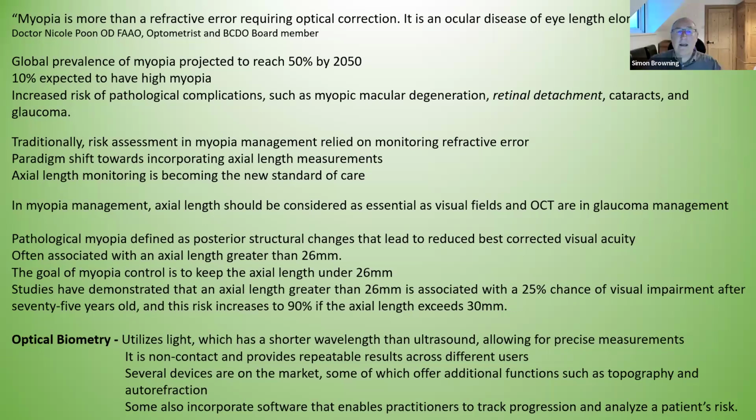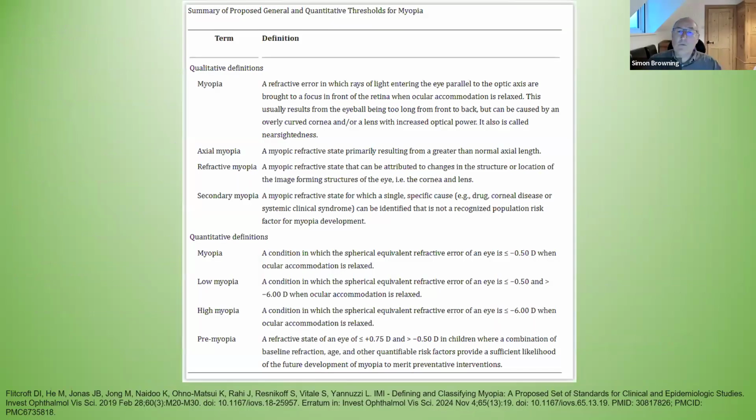So what types of myopia do we have? Well, we have the standard definition of myopia. Then we have axial myopia and refractive myopia. But axial is the one that we're dealing with specifically with peripheral retinal degenerations. Quantitatively, myopia from -0.5 to -6 is what we call low myopia. High myopia is over -6.